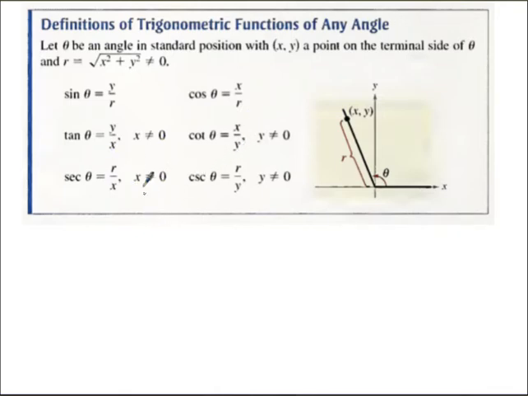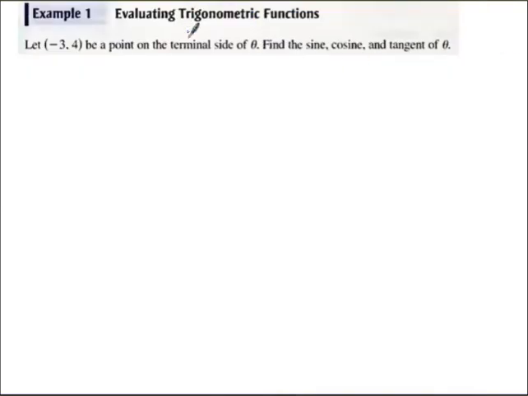And from there, we can build all the other ones. Tangent is still sine over cosine. Cotangent is still the reciprocal of tangent, and so on. So we still have all those relationships. Alright, using that last picture, let -3, 4 be a point on the terminal side of the angle theta. Find the sine, cosine, and tangent.